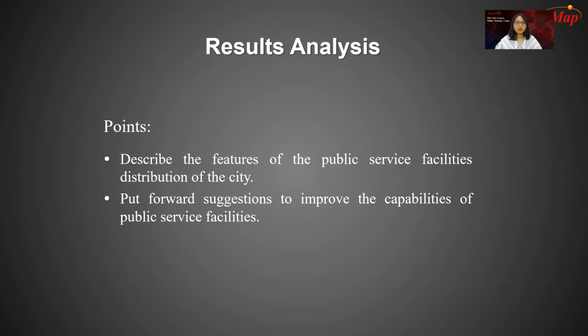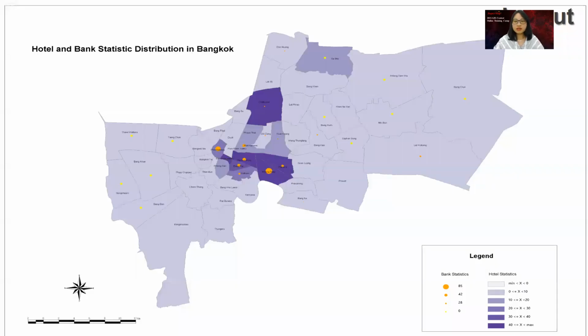Here I put two points. The first, you should describe the features of the public service facilities distribution of the city. And then put forward suggestions to improve the convenience of public service facilities. Just like this picture shows, we know these cities have no banks. So you can think about whether it is necessary to add banks to these cities.